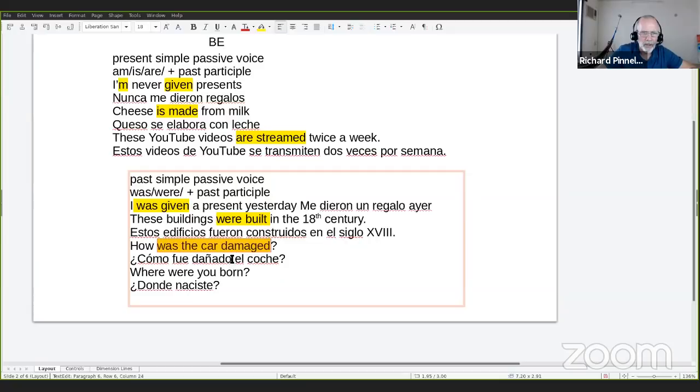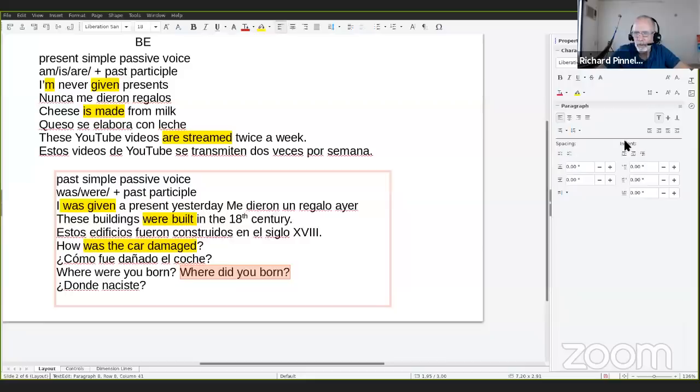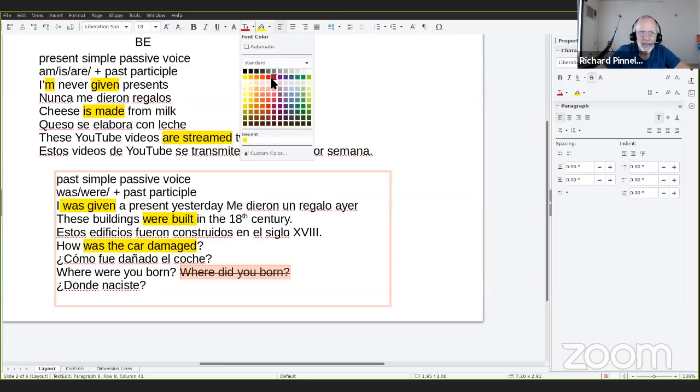Y el último, where were you born? Recuerda que esa es la forma que dice en inglés. ¿Dónde naciste? No se dice where. What's the error? Okay, alguna gente dice, where did you born? Muchas personas dicen eso. No, este está mal. En inglés no es where did you born. Es where were you born? Where were you born? So let's cross that out and make it red. Okay, es incorrecto y es un error muy común.